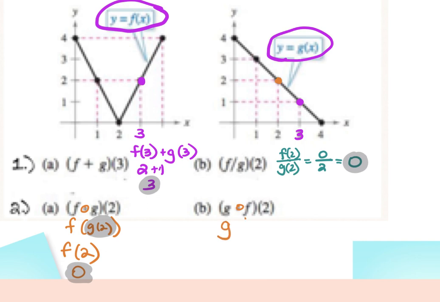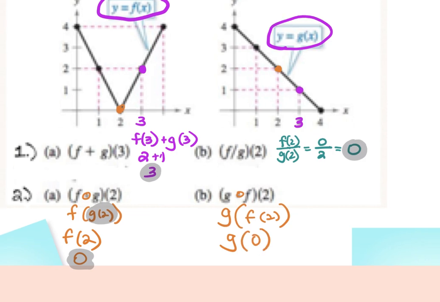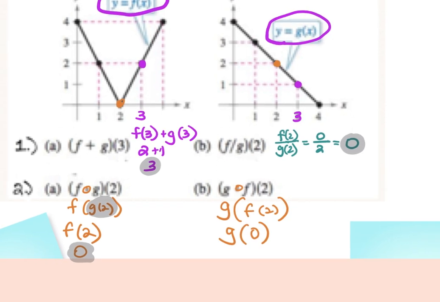Last one is g of f of 2. So first I go to f on the left. What's f of 2? 0, and I find g of 0, which is what? 4. So you have to do one and then the other, and the order obviously matters. Right to left on your composite functions.